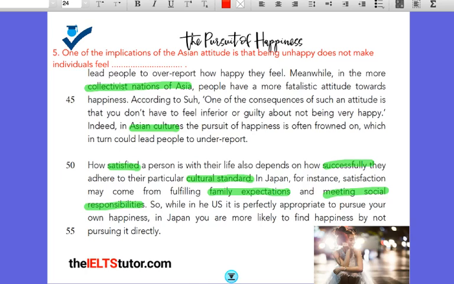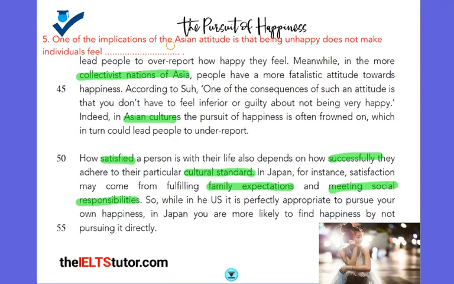Okay, so that minute is up. One of the implications of the Asian attitude. Okay, so we've talked about implications as having the same meaning as consequences. So we've got something here, consequences. Asian attitude, so we've got Asia here. Attitude over here. Is that being unhappy? So we've got being unhappy has something to do with not being very happy. Does not make individuals or people or you.